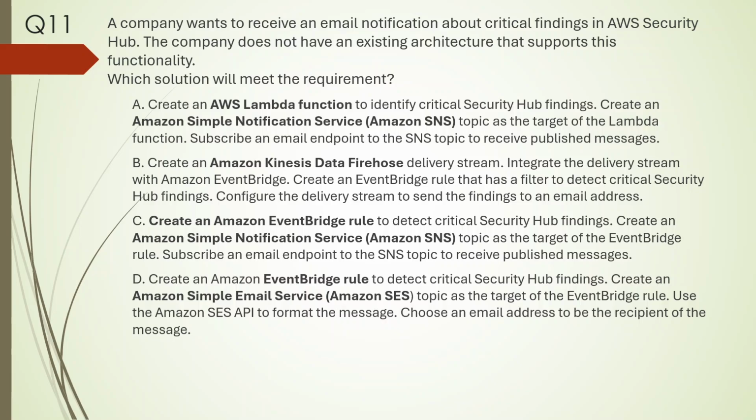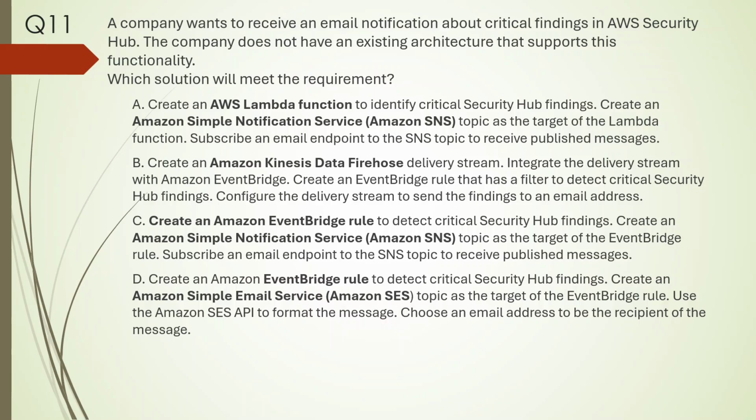Create an EventBridge rule to detect the critical Security Hub findings. Create an Amazon Simple Notification Service topic as the target of the EventBridge rule, and subscribe an email endpoint to the SNS topic. Letter D. Create an EventBridge rule to detect critical Security Hub findings. Create an Amazon Simple Email Service topic as a target of the EventBridge rule. Use the Amazon SES API to format the message. Choose an email address to be the recipient of the message.